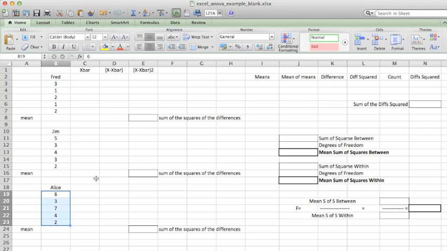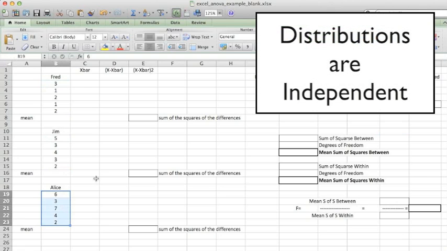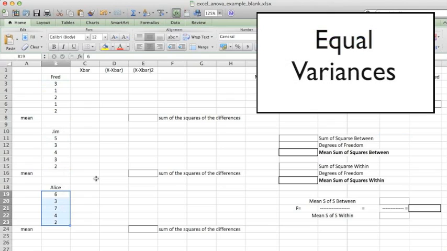Let's also consider what our assumptions are. First, our distributions should be normal. Secondly, we're assuming that our distributions are independent of one another. And finally, that they have equal variances.